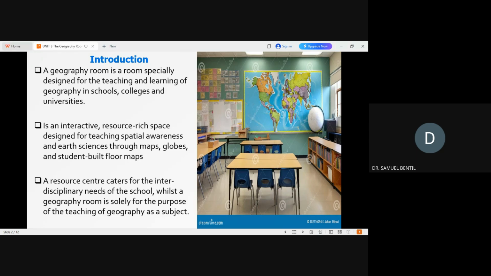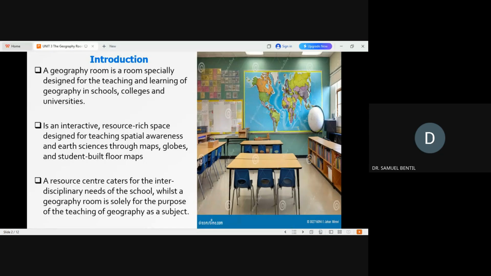So it is my hope that by the time we end this, we'll be able to appreciate what a geography room is, its relevance to the teaching of geography, and also how all of us can see how best we can make the learning of geography very interactive.